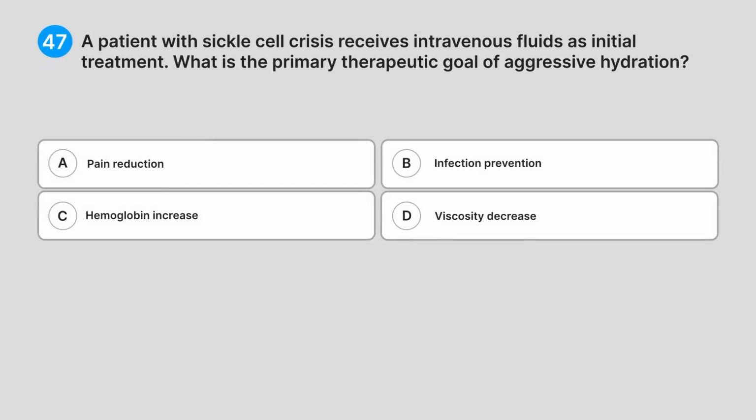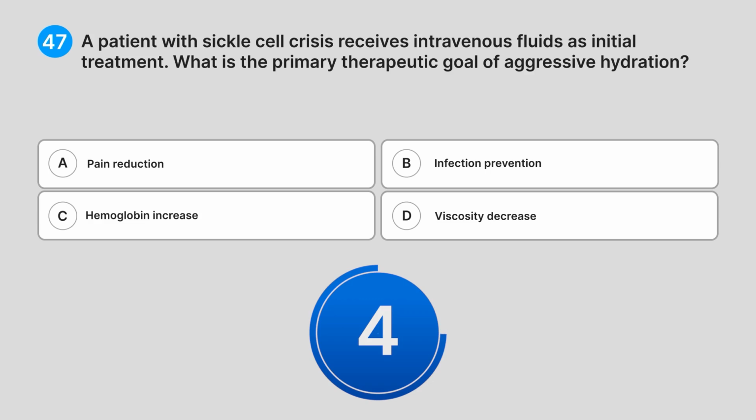47. A patient with sickle cell crisis receives intravenous fluids as initial treatment. What's the primary therapeutic goal of aggressive hydration? A. Pain reduction. B. Infection prevention. C. Hemoglobin increase. D. Viscosity decrease. Can you guess the answer?